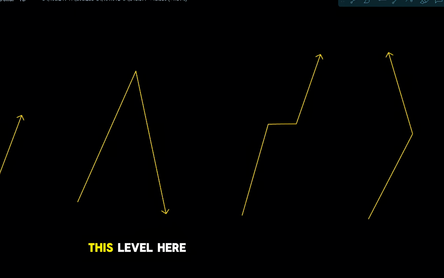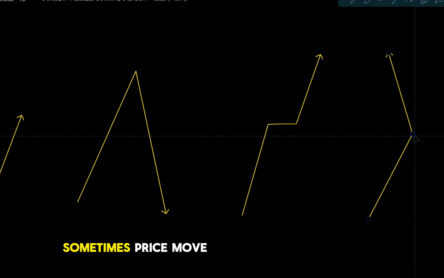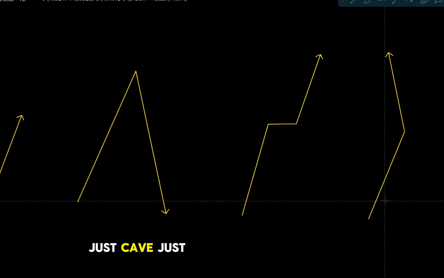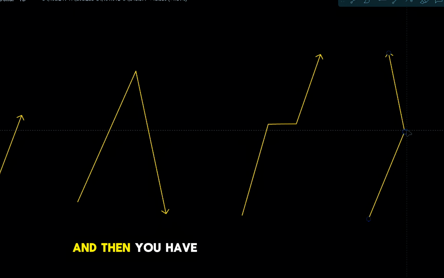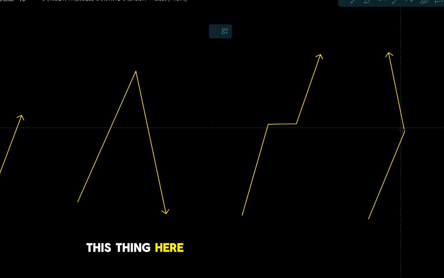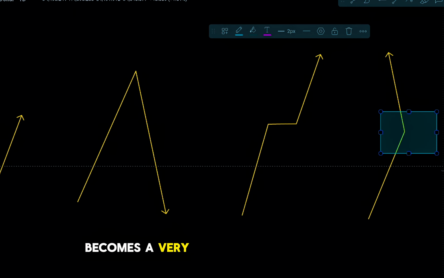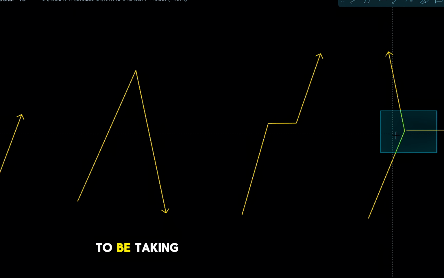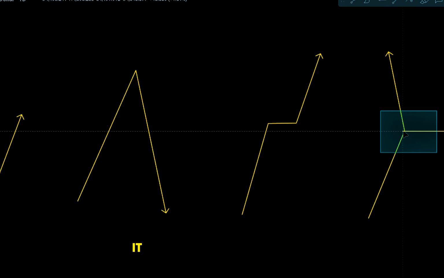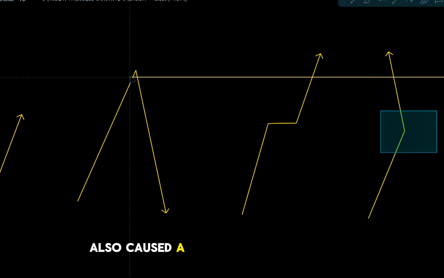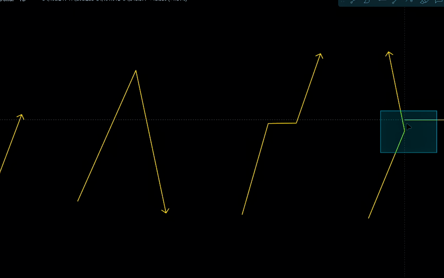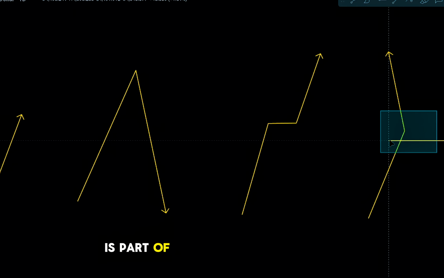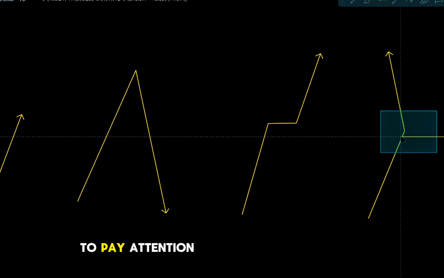Then we have this level here. Sometimes price move like this and then it just curve just a bit like that, and then you have it. This thing here becomes a very important zone for us, or point or level for us to be taken care of, to look at. If it has also caused a break of a level like this, then we want to pay attention to it. Or if it is part of our setup, then we want to pay attention to it.